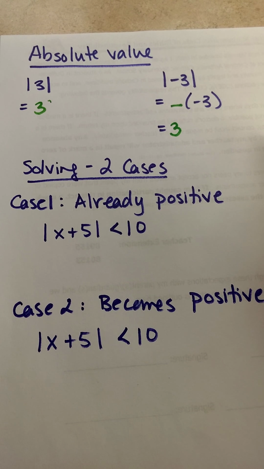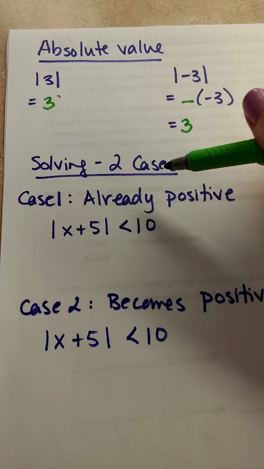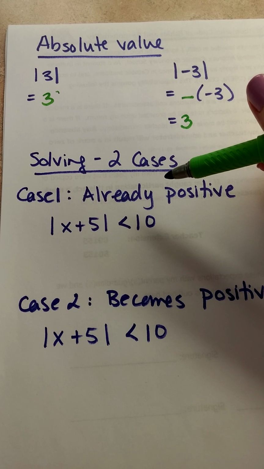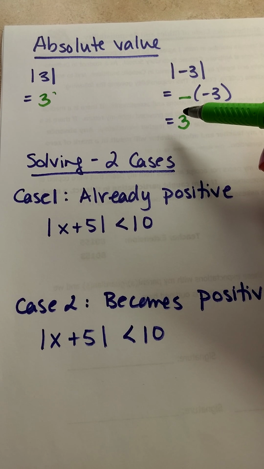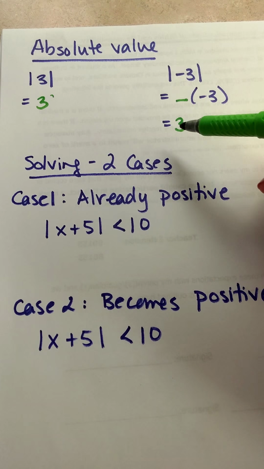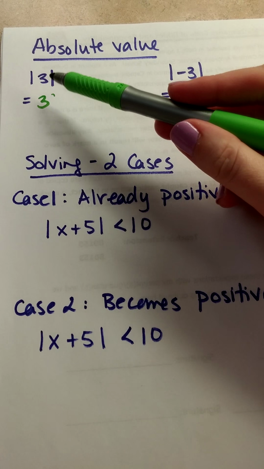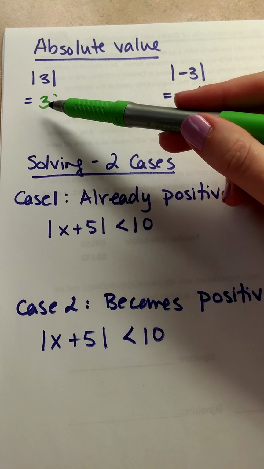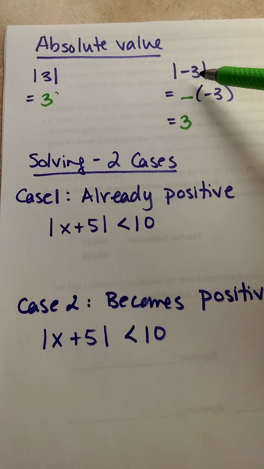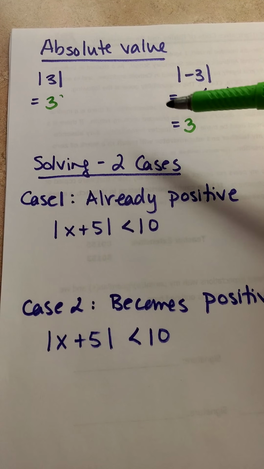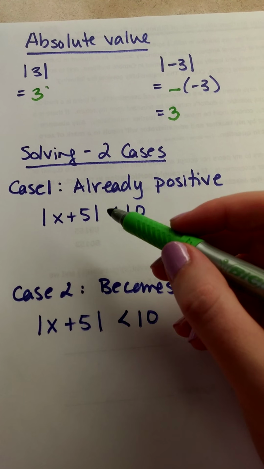So by taking the absolute value of negative 3, we're really multiplying by negative 1, changing it into a positive 3. So this is really the reason why whenever we're solving problems that have absolute value signs, we need to consider two cases, because the answers here look the same. So how do we know where it came from? Did this 3 come from a positive 3, or did this 3 come from an original negative 3? We don't know. So we always have two cases when we're solving absolute values.